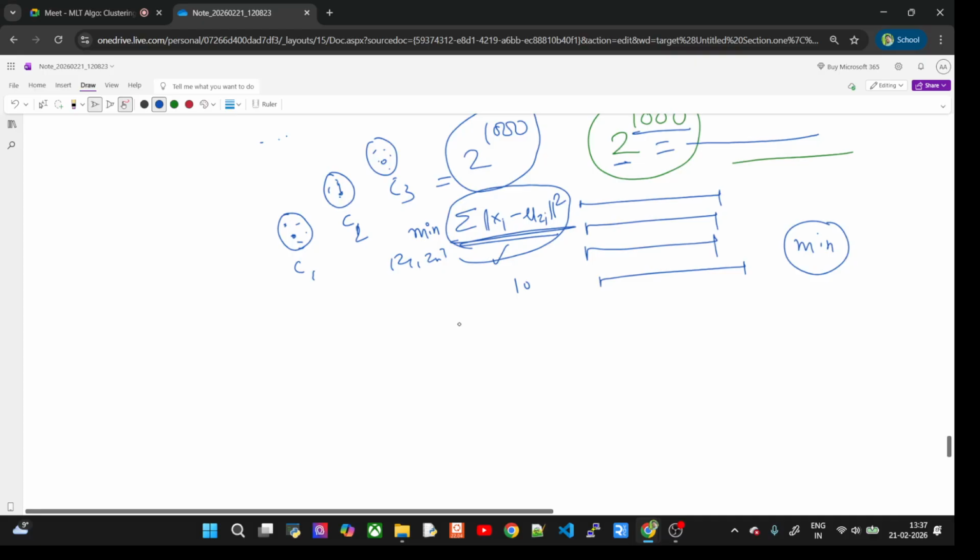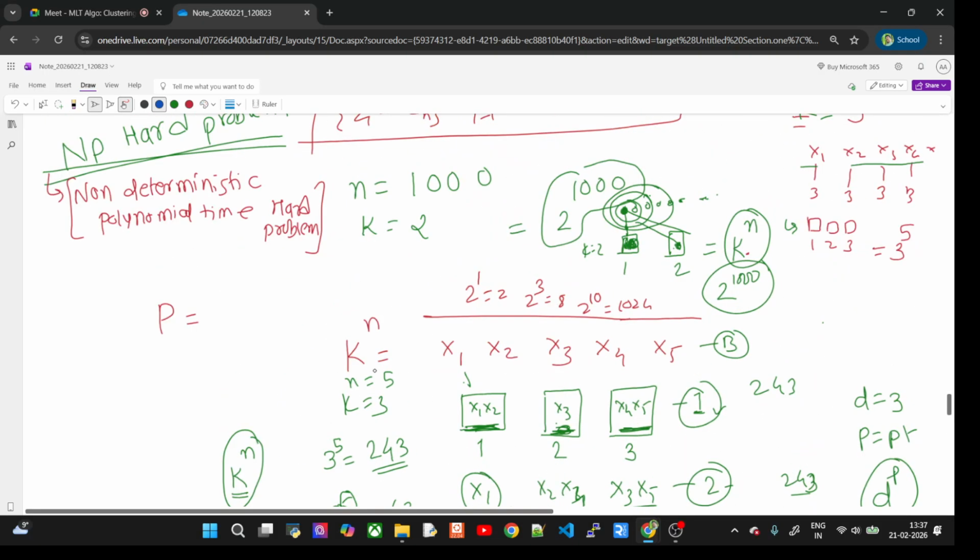When someone asks you what is NP hard, because you every time use the word NP hard, what is NP hard? NP hard stands for non-deterministic polynomial time hard problem. This is the definition. It is not given in the week, but I am giving an example so you know. If someone asks you in interviews what is NP hard, you should have some kind of analogy to explain that.